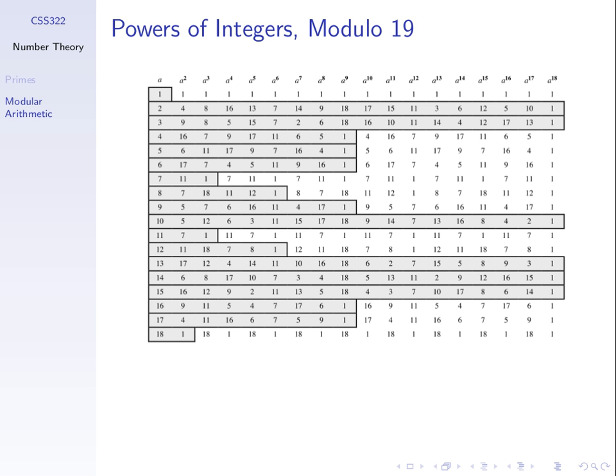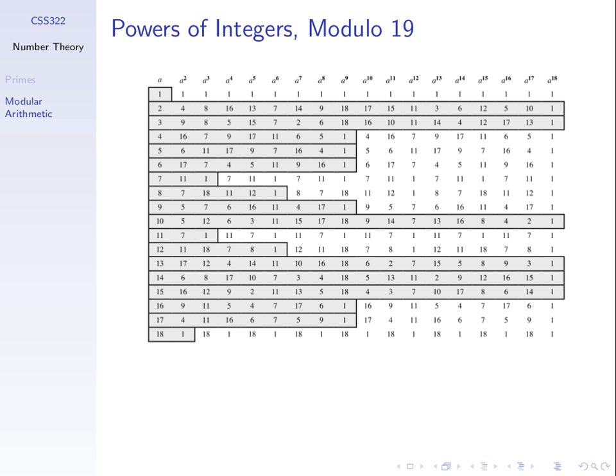For example, let's take the last row. If a is 18, then 18 mod 19 is 18. 18 squared mod 19 is 1. 18 cubed mod 19 is 18. They've calculated it for us. We don't have to do that. 18 to the power of 18 mod 19 turns out to be 1. That's all it's showing here.